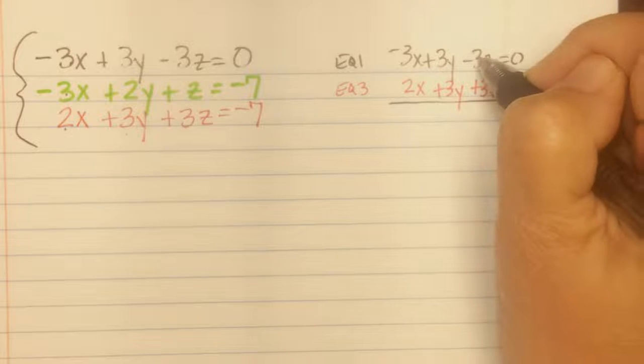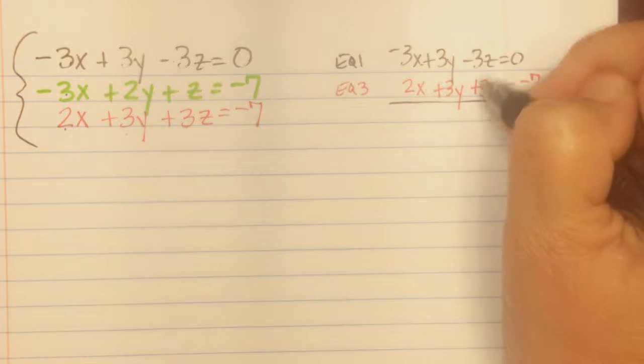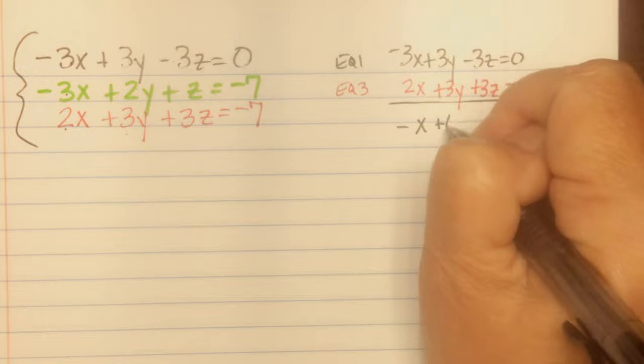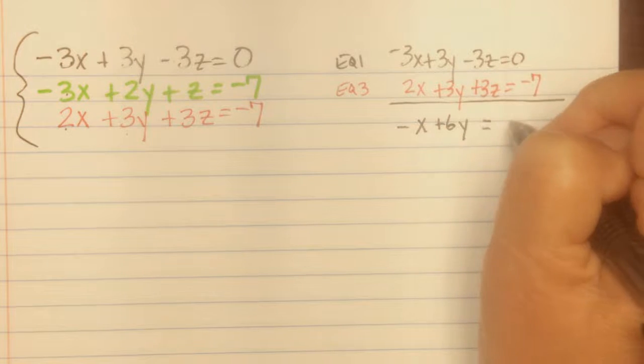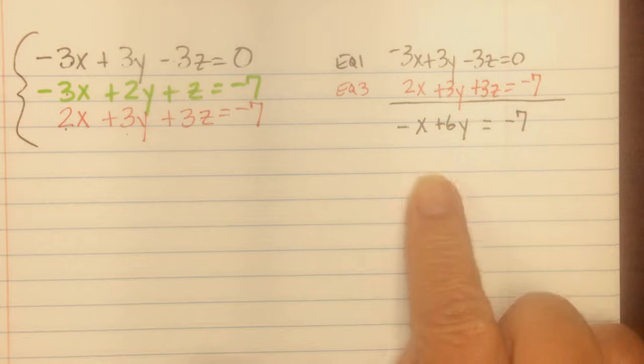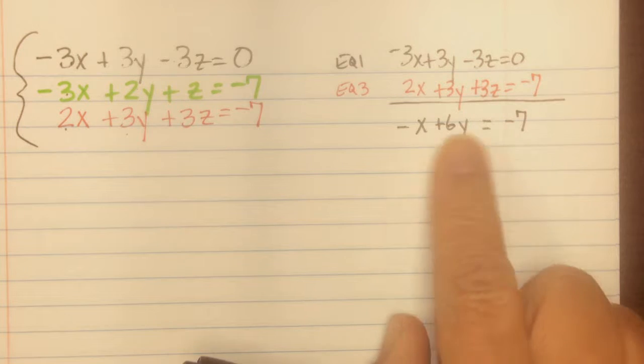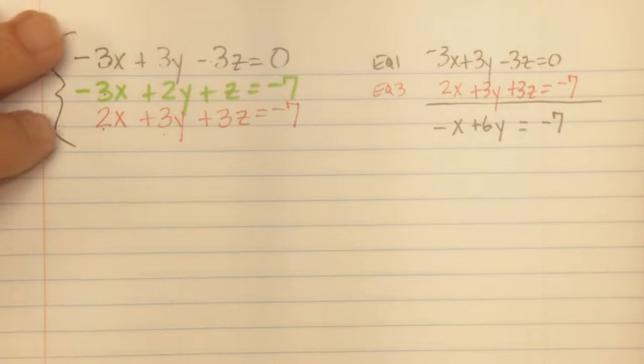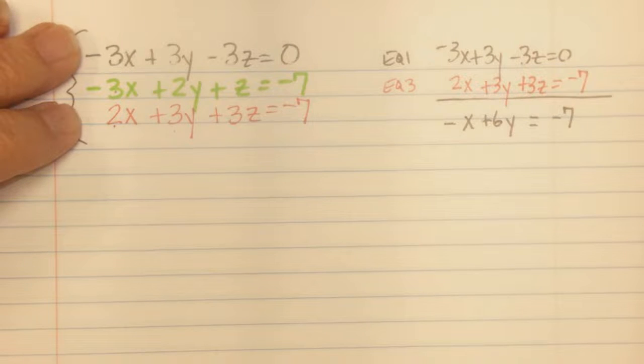And the reason I'm doing that is because I have opposite coefficients here. So I'm going to get -x plus 6y is equal to -7. And so now I have an equation that only has x's and y's, no more z's. So now I need a second equation that eliminates the z's. So I used equations 1 and 3 together. So now I need to use another combination.